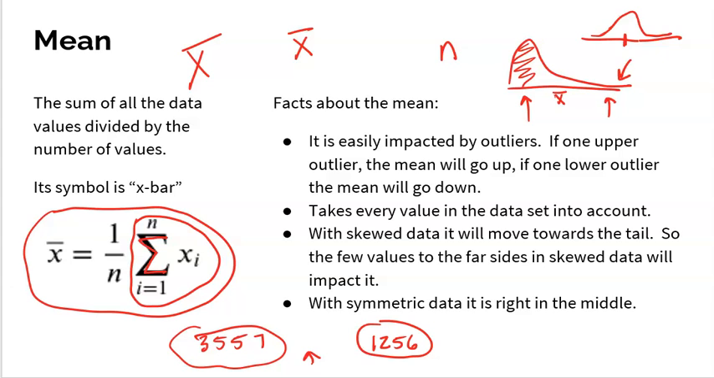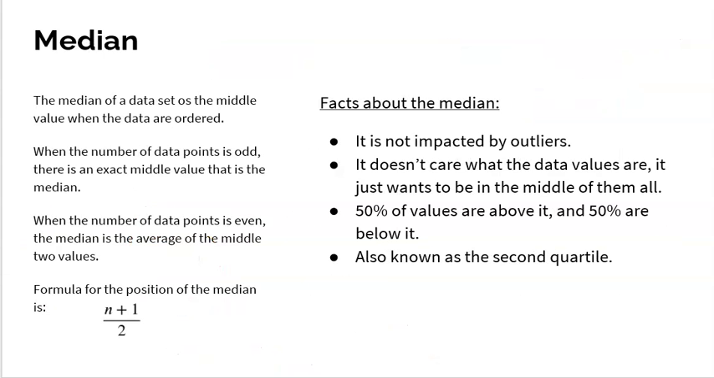All right, we'll talk a little bit more as we go here, but let's talk about the median now. The median is the absolute dead center of your data. The median does not care about the value of the data. It just cares about being the middle value. So if I have 5 pieces of data, the median doesn't care what these numbers are. These numbers could be anything. It just wants to be the middle value.